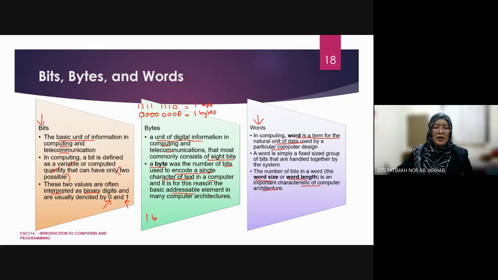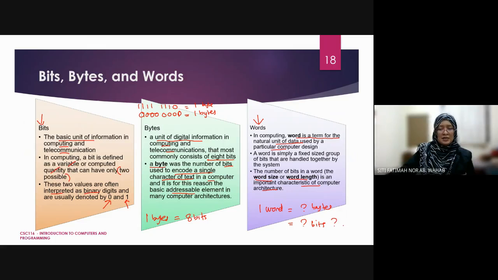So 1 byte is equivalent to 8 bits. So I want to ask you, one word is equivalent to how many bytes, and equivalent to how many bits? Please answer this.